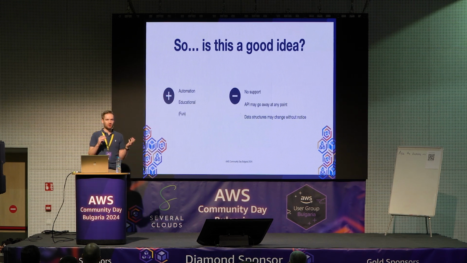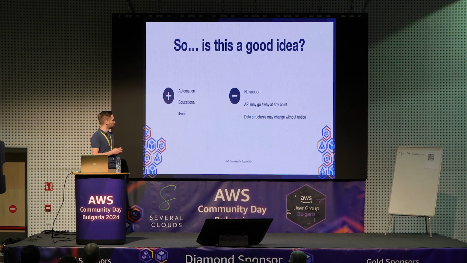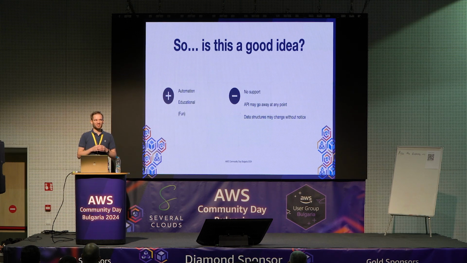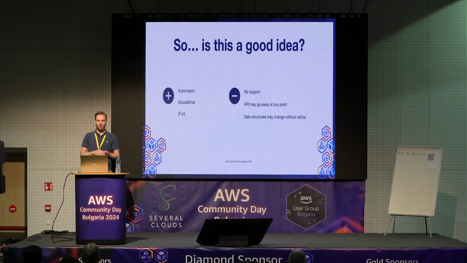If you are of the school that you want to automate everything for automation's sake, then this is nice. I think it's also quite educational and a little bit fun to reverse engineer what these things do, but I wouldn't use it in production. These APIs are undocumented for a reason. There is no support. The API may not be stable. It may go away at any point in time. And the data structures may change under you.